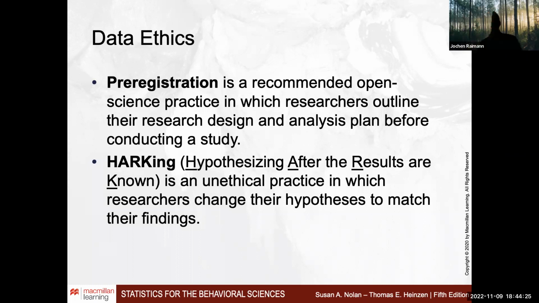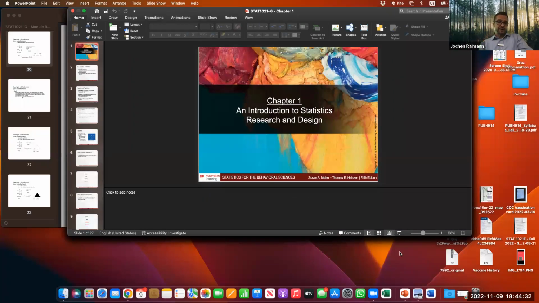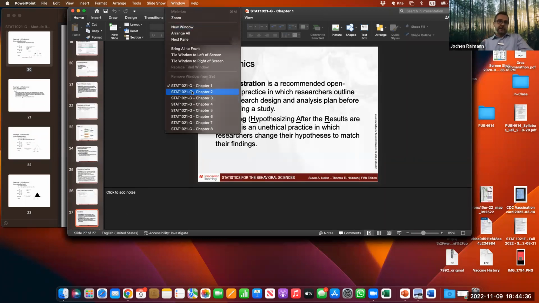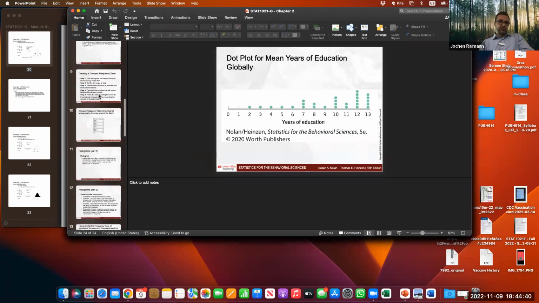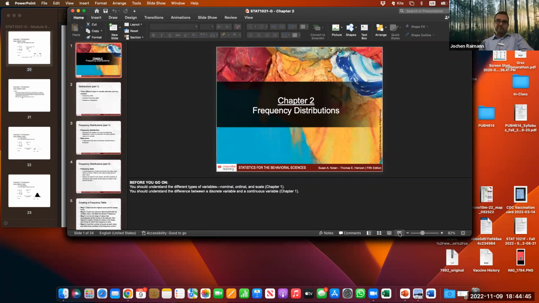So that was chapter 1, an important chapter, quite a general overview of what is relevant in the context of statistics and research design in principle. That led us then to a simpler and shorter chapter, the first look at data, where we looked into frequency distribution.